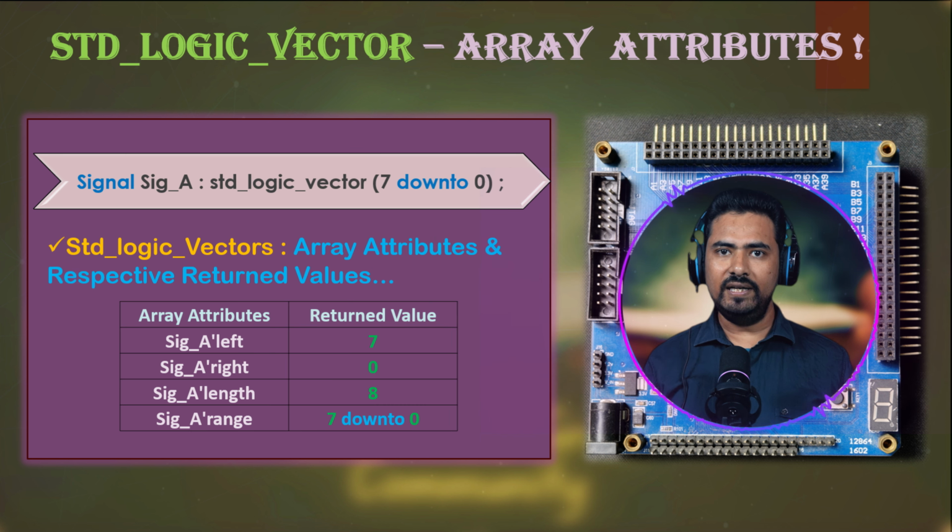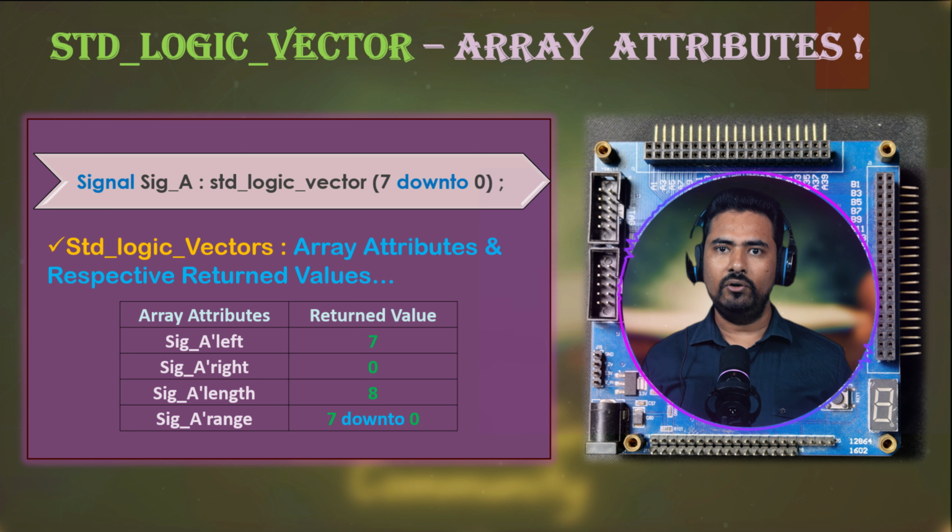So in short, VHDL offers powerful features called array attributes, which come in handy when working with std_logic_vector signals, essentially arrays of bits. These attributes provide valuable information about the vector's structure. The left attribute tells you the index of the leftmost bit of the vector, while the right attribute reveals the rightmost bit of the vector. Similarly, the length attribute tells you the total number of bits in the vector. By using these attributes, you can write more readable and adaptable VHDL code.